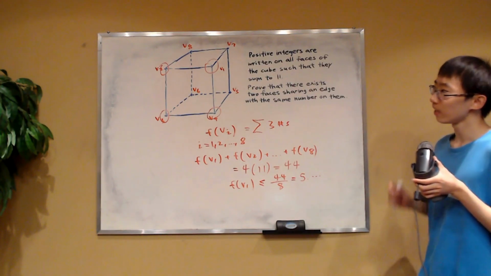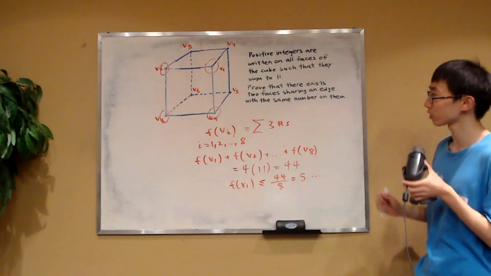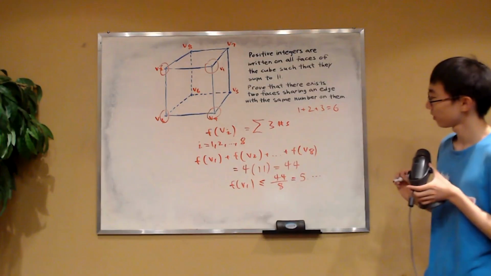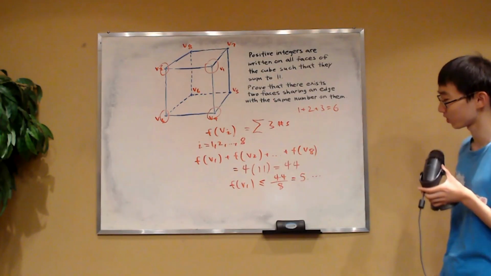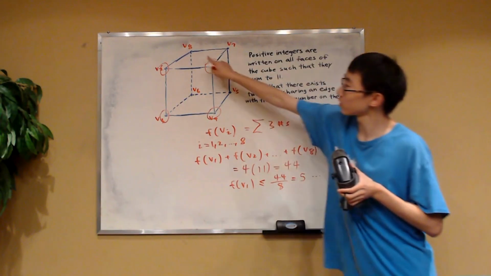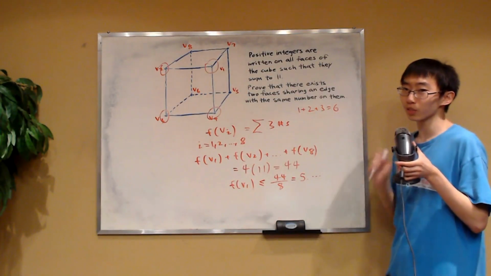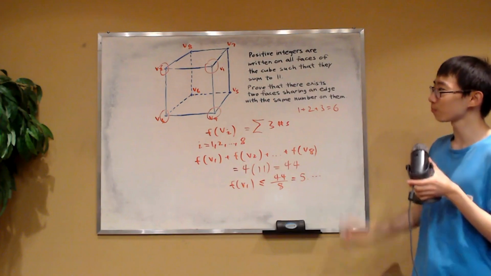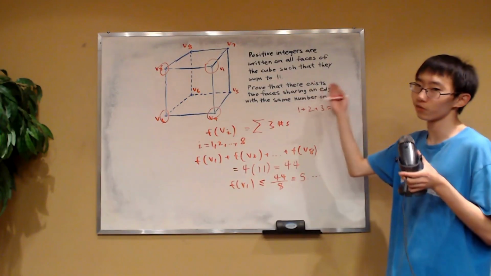But think about it. If the 3 numbers on these 3 faces were all distinct, then the minimum sum is 1 plus 2 plus 3, which is 6. But that would be a contradiction because 6 is definitely not smaller or equal to 5 point something. So therefore, we've deduced that among these three faces which share V1, there can be at most two distinct values. Not three, at most two distinct values. Well, that would instantly prove this statement. So this contradiction proves the desired result.